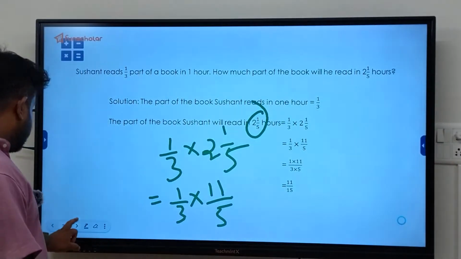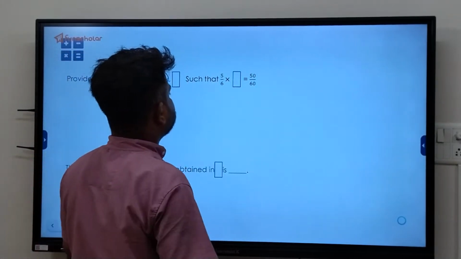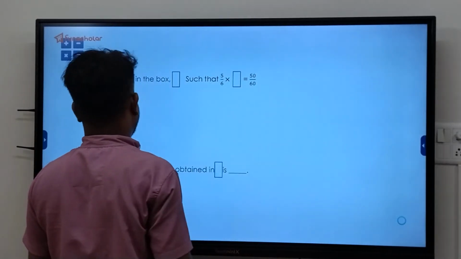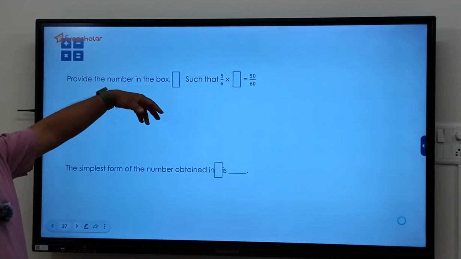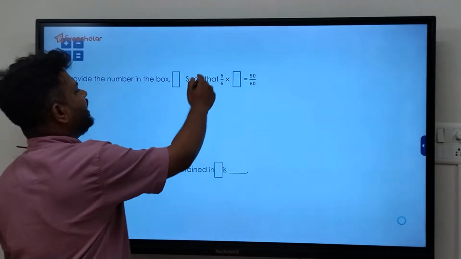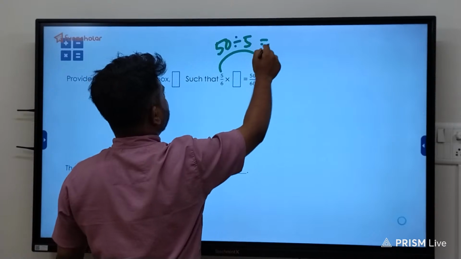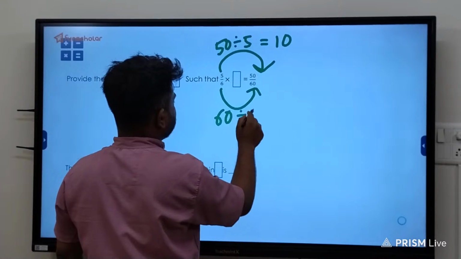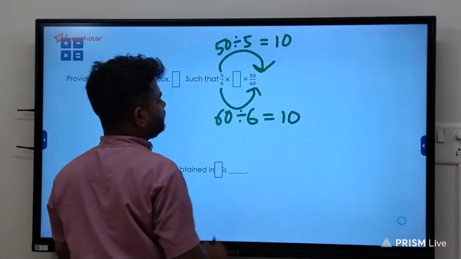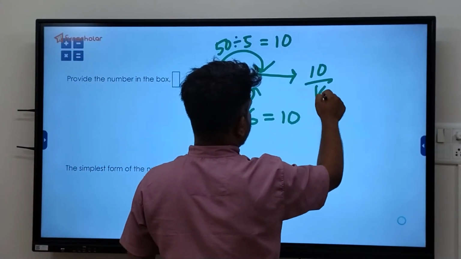Okay, go to the next one. Provide the number in the box such that 5/6 into something makes this one. We can tell this with a little multiplication. To make 5 into 50, what do we do? We divide 50 by 5, the answer will be 10, and to make 6 into 60, the answer will be 10. So here the answer will be 10 by 10.